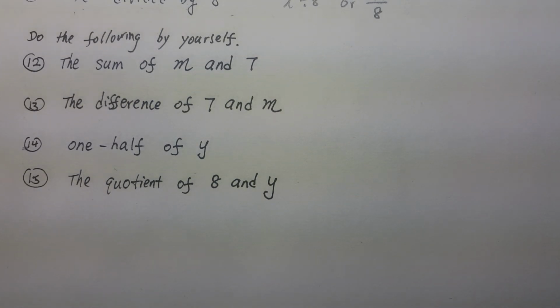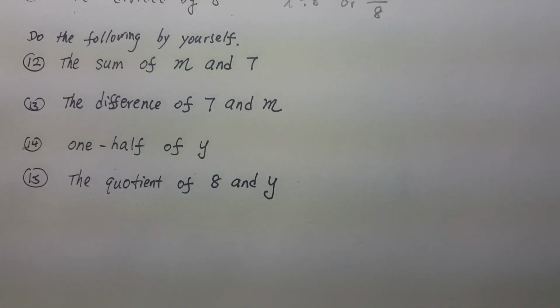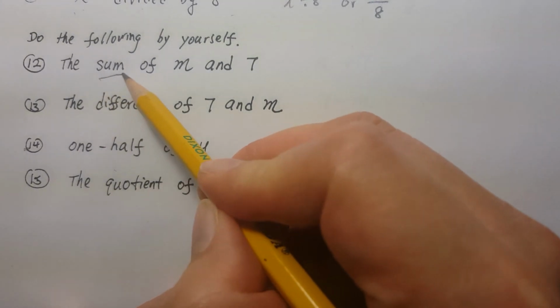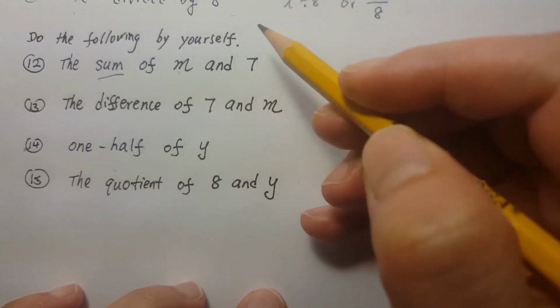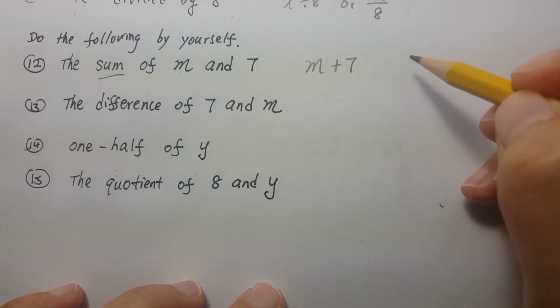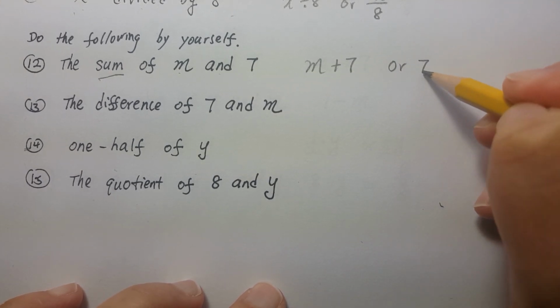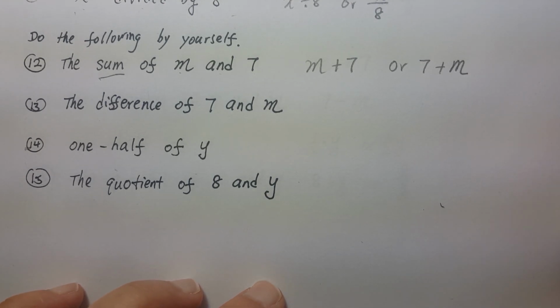Okay, now let's go over the answers. Number 12. The sum of m and 7. The keyword is sum. Sum indicates addition. And because the order is m and 7, I would put m plus 7. Of course, if you do 7 plus m, it's the same thing, because for addition, you can swap the order. Now let's take a look at number 13.